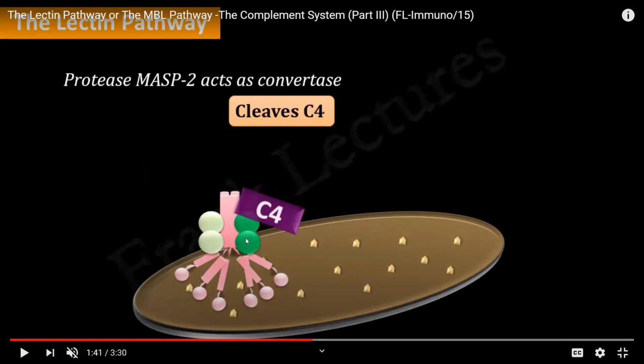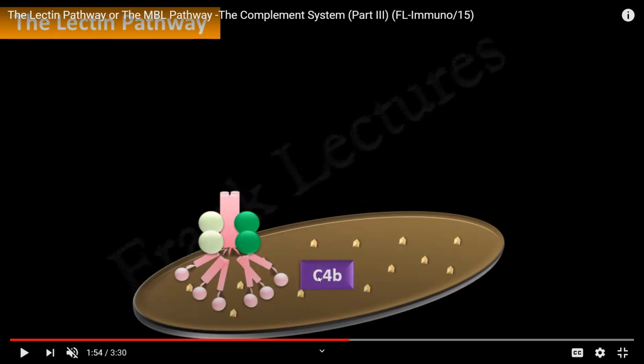First of all, C4 protein comes towards it. Then C4 protein is cleaved by this MASP2, and C4b and C4a are formed. C4b is bigger in size, and it attaches itself on the microbial surface. And C4a is released.